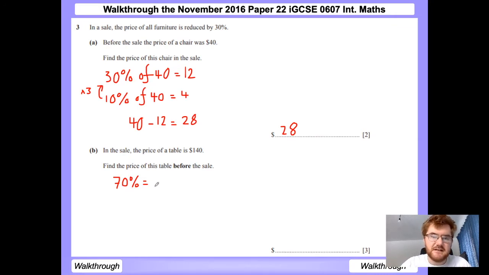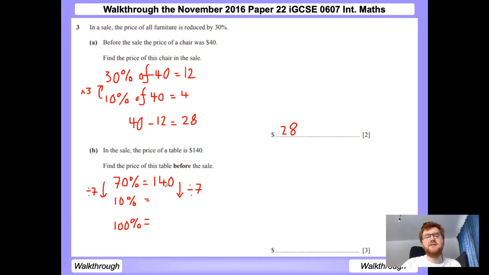So 70% is equal to 140, and what we want to work out is that original price, which is 100%. So how can we go from 70 to 100 by timesing and multiplying, doing the same thing on both sides? Well, probably the most straightforward way is to divide by 7 on both sides. Again, we want to try and aim to get things out of 10 or out of 1. So if we do that, 70 divided by 7 is equal to 10, so 10%. And 140 divided by 7, well, how many 7s go into 14? That's going to be twice, so that gives us 20.